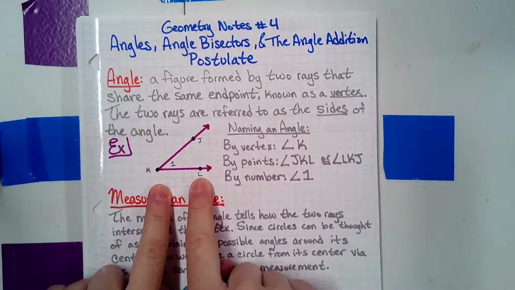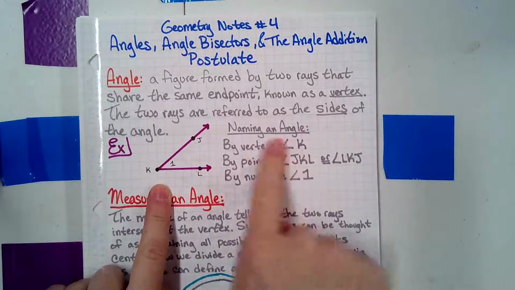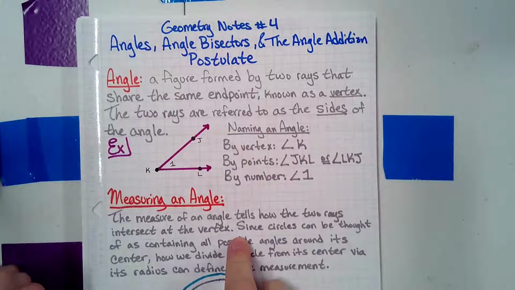Wonderful, because I guarantee the easiest question on the test on Friday will be, name that angle. And someone will say, angle KJL. And I will cry on the inside. Just kidding, I don't have tears. I don't cry. I have no emotions.